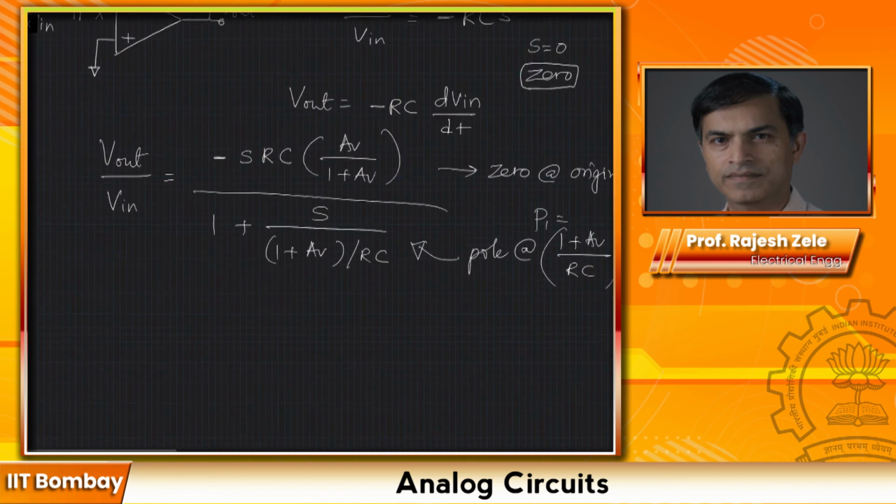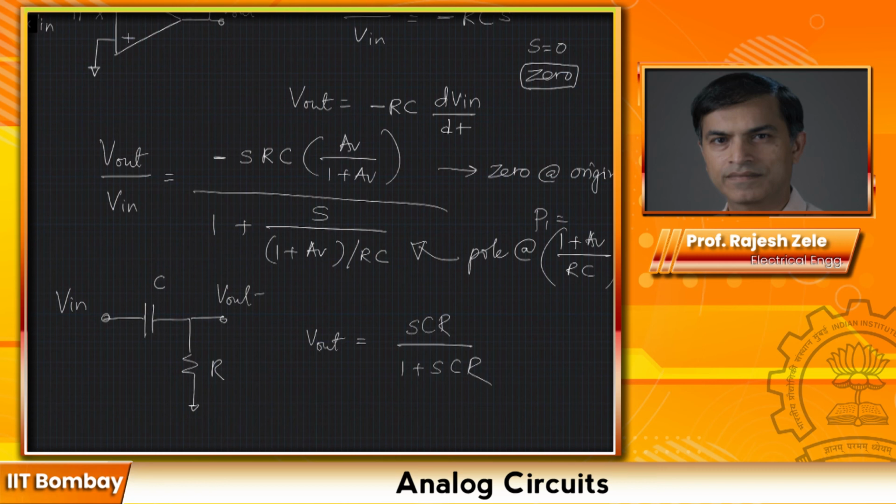And as we did before, we will also compare this with an RC network, where this is V in and this is V out, and this is a capacitor, resistor. So you can say that V out is equal to SCR divided by 1 plus SCR. And now we are going to compare all three of them on the same plot, in the Bode plot.